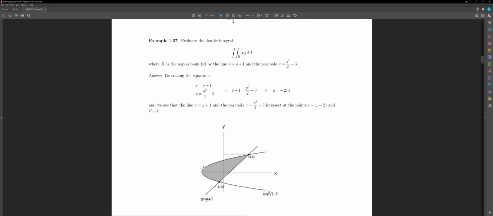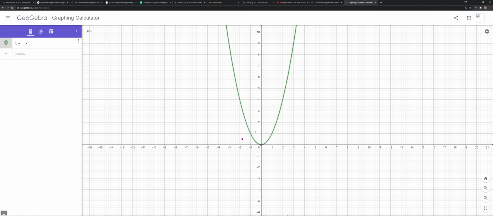Remember your parabolas, say like y equals x squared, will open out in this direction over here. So y equals x squared will look like this. Let me remind you about graphing your parabolas. Y equals x squared is a parabola passing through the origin.